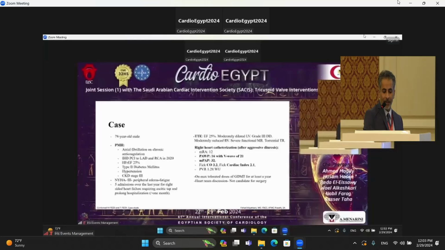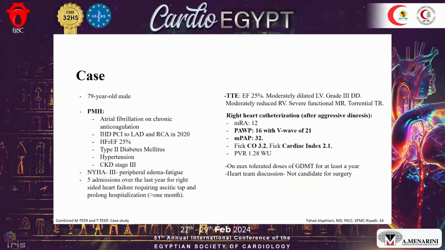The patient came in with New York Heart Association class 3, peripheral edema, fatigue, mostly right-sided. The patient has left-sided pathology, but most of his presentation is right-sided. He has had 5 admissions over the last year for right-sided heart failure, requiring ascitic tap, with prolonged hospitalization of more than 1 month. Ejection fraction is 25%, moderately dilated LV, grade 3 diastolic dysfunction, moderately reduced RV, and this is usually high risk. For early experience, we try to avoid reduced RV. This patient has moderately reduced RV, and we will see as we go.